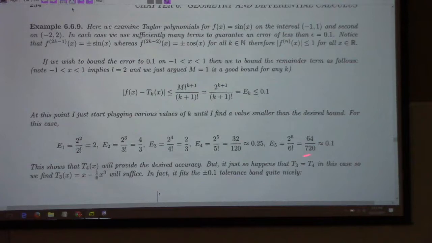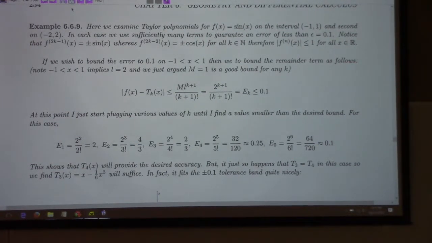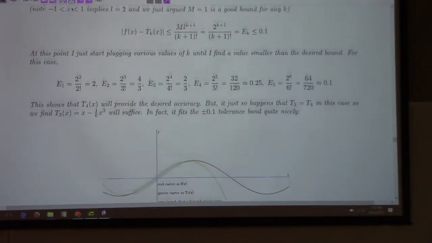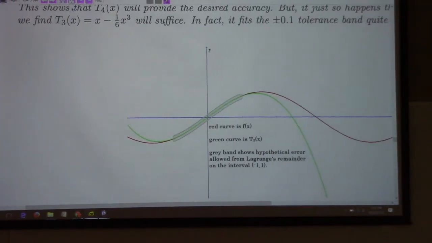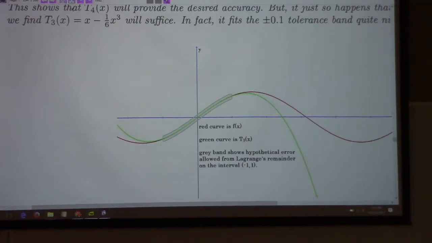This will be within 0.1 over the interval I'm looking at, which I believe was -1 to 1. And here's a picture of it working. So what you're looking at is the actual sine function in red. This is the cubic approximation to sine, and there's a picture of the error bound I just worked out. And as you can see, it fits within the, well, that's the plus or minus 0.1 tolerance. As you can see, it actually works.